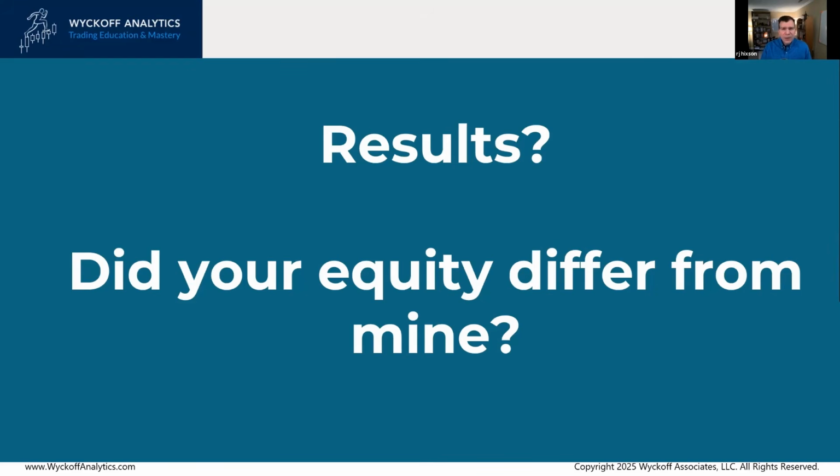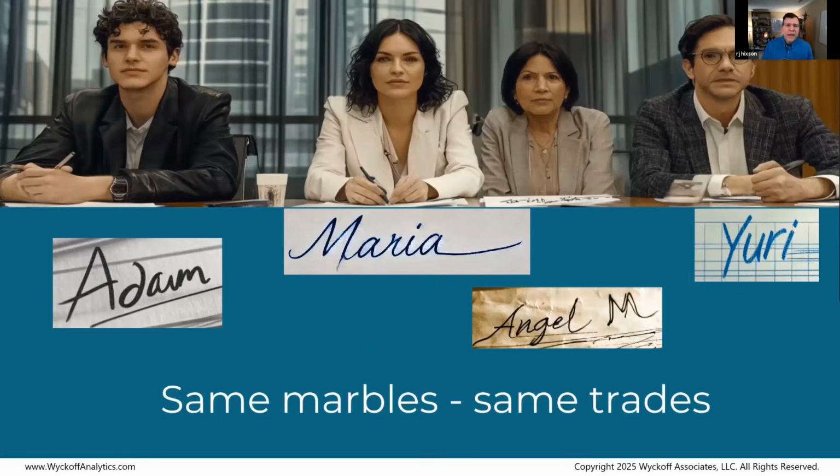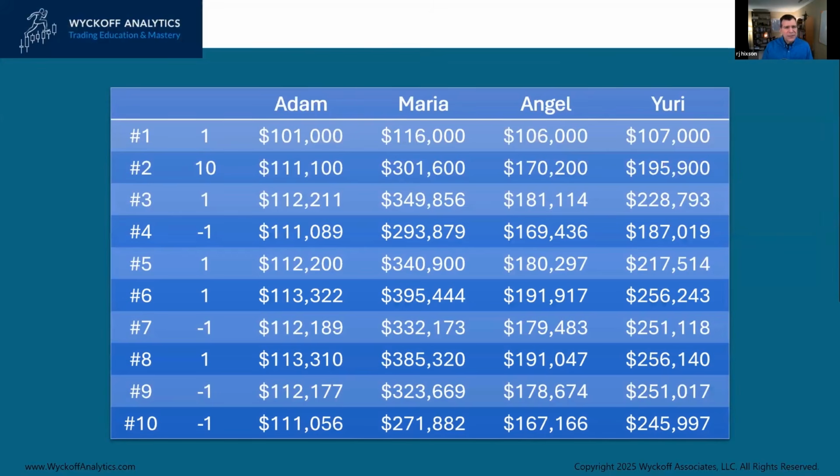So we did this with a group of folks, Adam, Maria, Angel, and Yuri. They traded the same marbles. They had the same marble bag, and they played for 20. But let's look at their results here real quick. You can see some additional data based on the game we were just playing. After 10 trades, Adam's at 111,000, Maria is at 271,000, Angel is at 167,000, and Yuri's at 245,000.